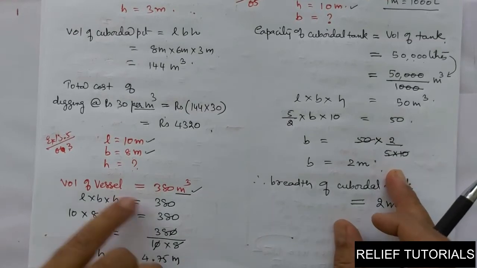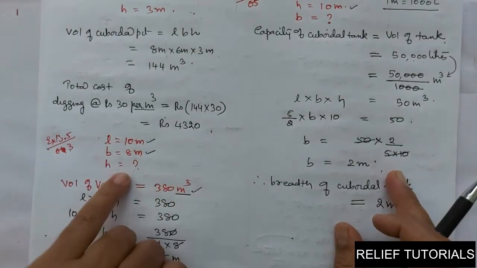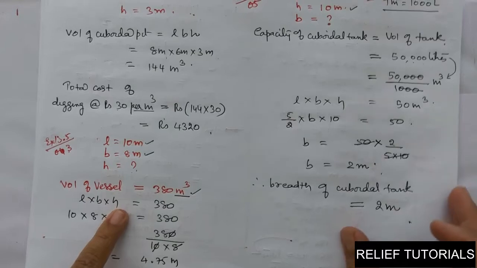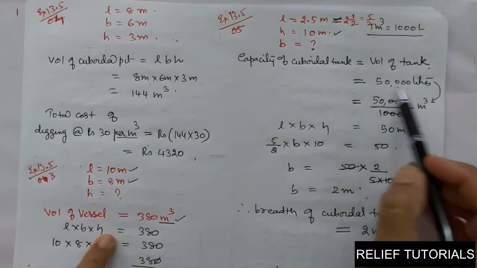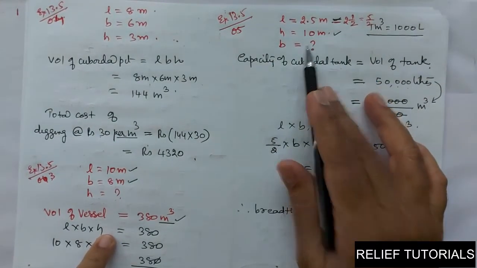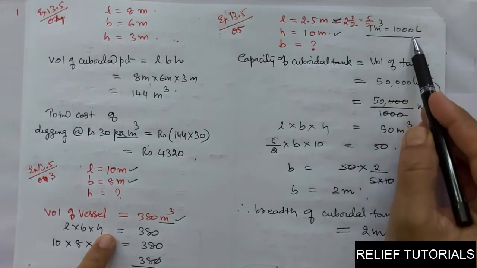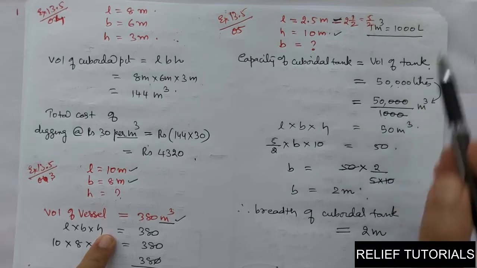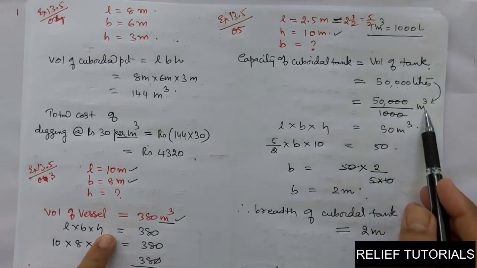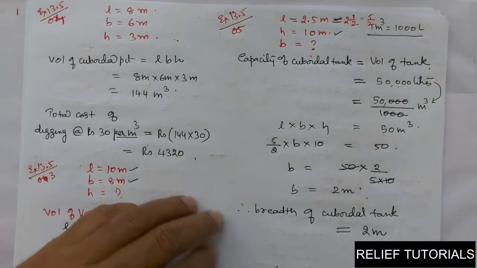Okay. Here volume was in meter cube, dimension was also in meter cube, so as it is. But here volume was in liter, 50,000 liter, but dimensions were in meter. So we have converted this liter into meter cube. You know the conversion, 1 meter cube is equals to 1000 liter. So we'll divide by this 1000, so we'll get meter cube, that is 50 meter cube. Got it? So with this we have completed this.